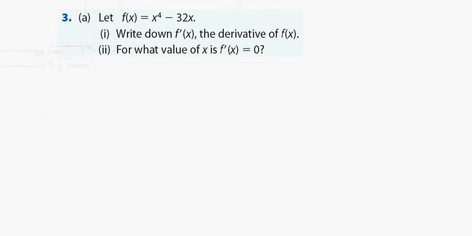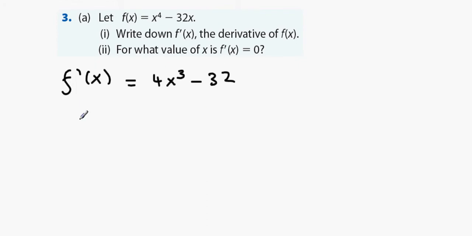Okay, so back to work on question 3. What we're going to do is we're asked to differentiate this. So once again, we're going to differentiate, and we're going to end up with 4x cubed minus, and the 32 will disappear into 32. The next question we're asked, for what values is f dash x equal to 0?